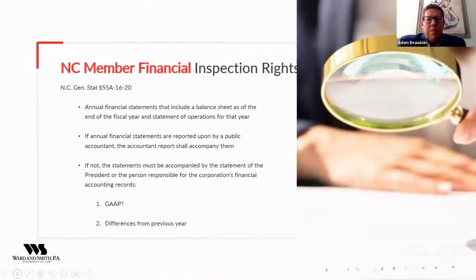This next one deals with what are the member inspection rights for keeping those accounting records in place. We've already talked about the annual financial statements, which are that balance sheet for the end of the year. And that makes sense, right? Because the members need to know where their money is being spent, how much money is potentially in their reserve accounts as you look forward to the next year in terms of your planning. If you have financial statements that are reported by a CPA, then you need to include their report with the financial statement. If not, then you have to have your president state that they were prepared according to generally accepted accounting principles or practices, and that if there are any differences from the previous year, those have to be enumerated.